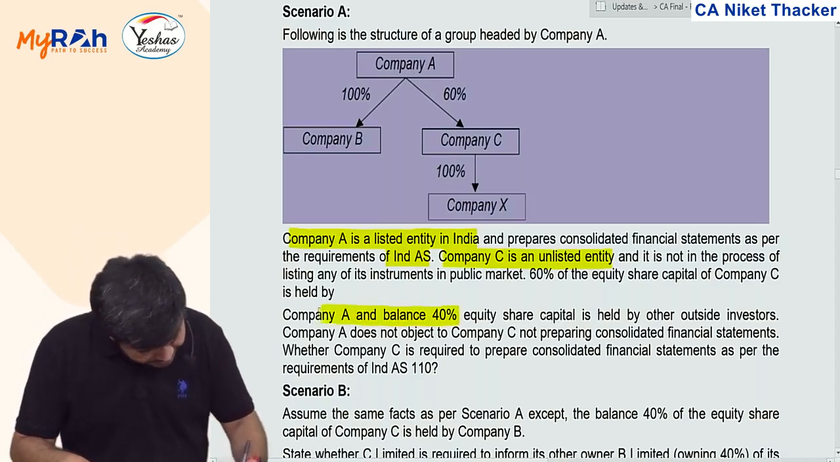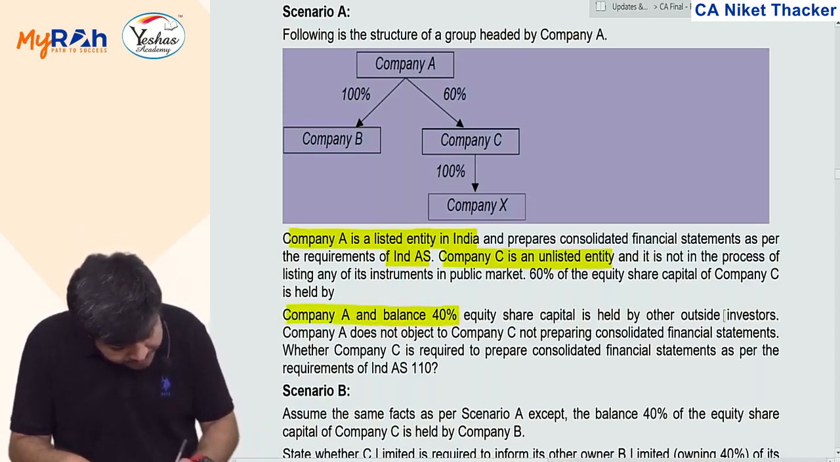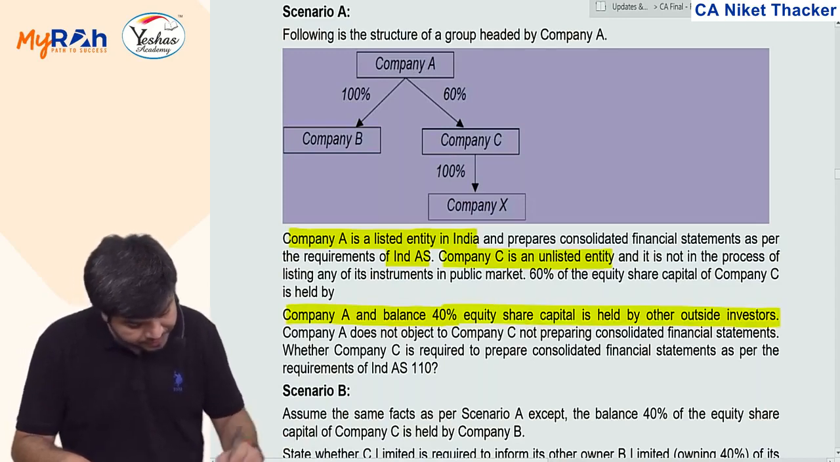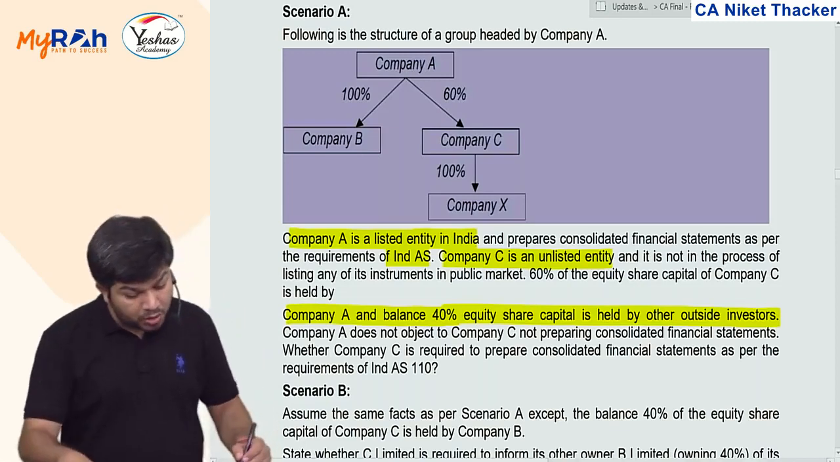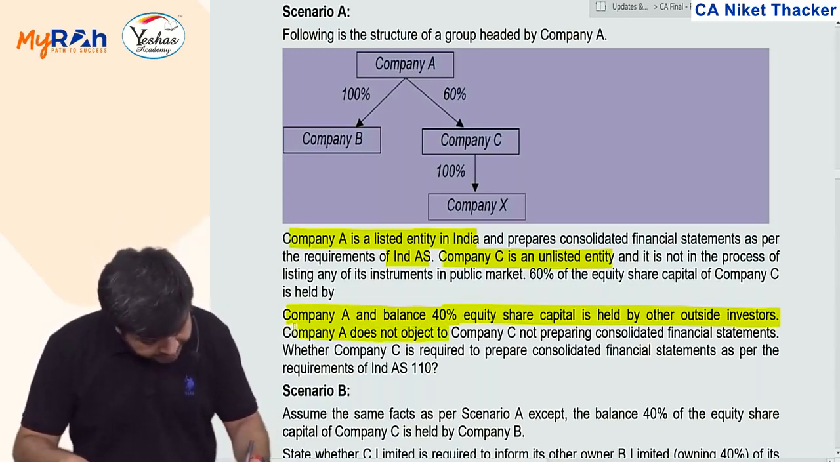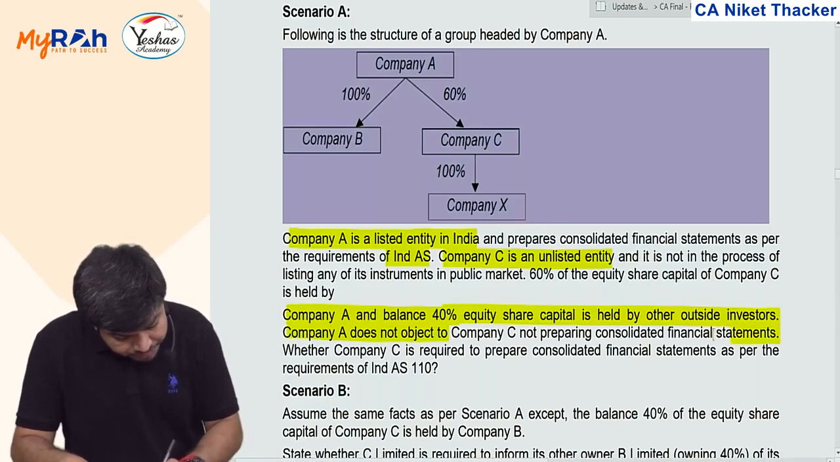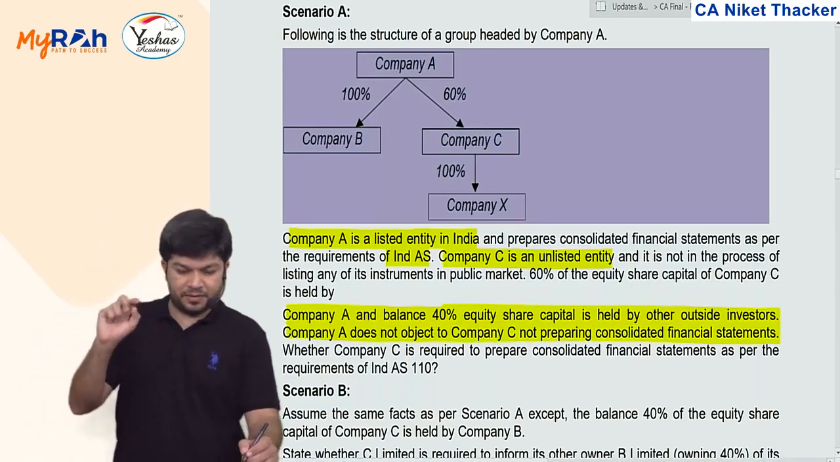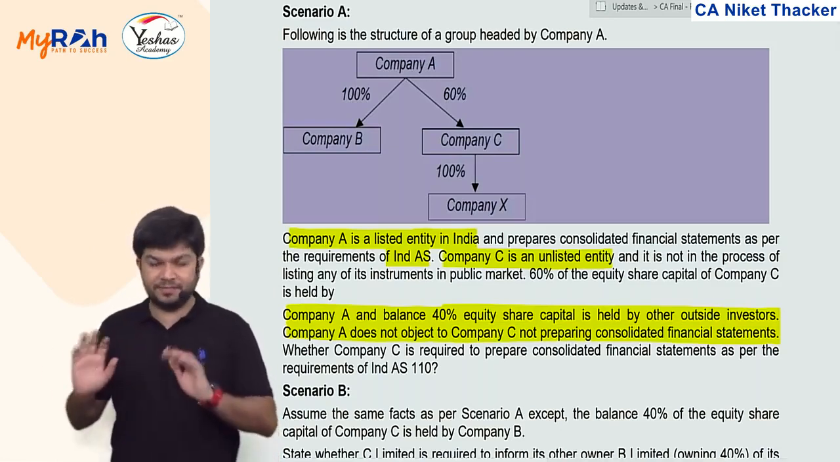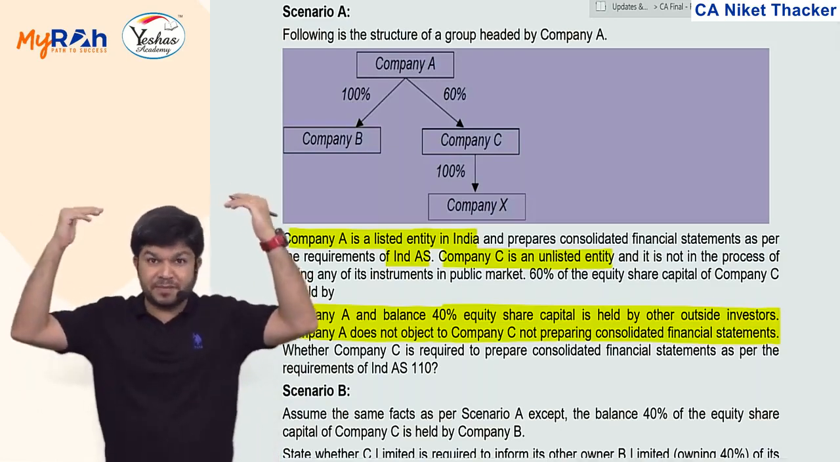Company A and the balance 40% held by outside investors. Company A does not object. Now, company A does not object to C not preparing CFS. Others also should not object. Okay, C is unlisted. Fine. The ultimate parent prepares as per Ind AS.